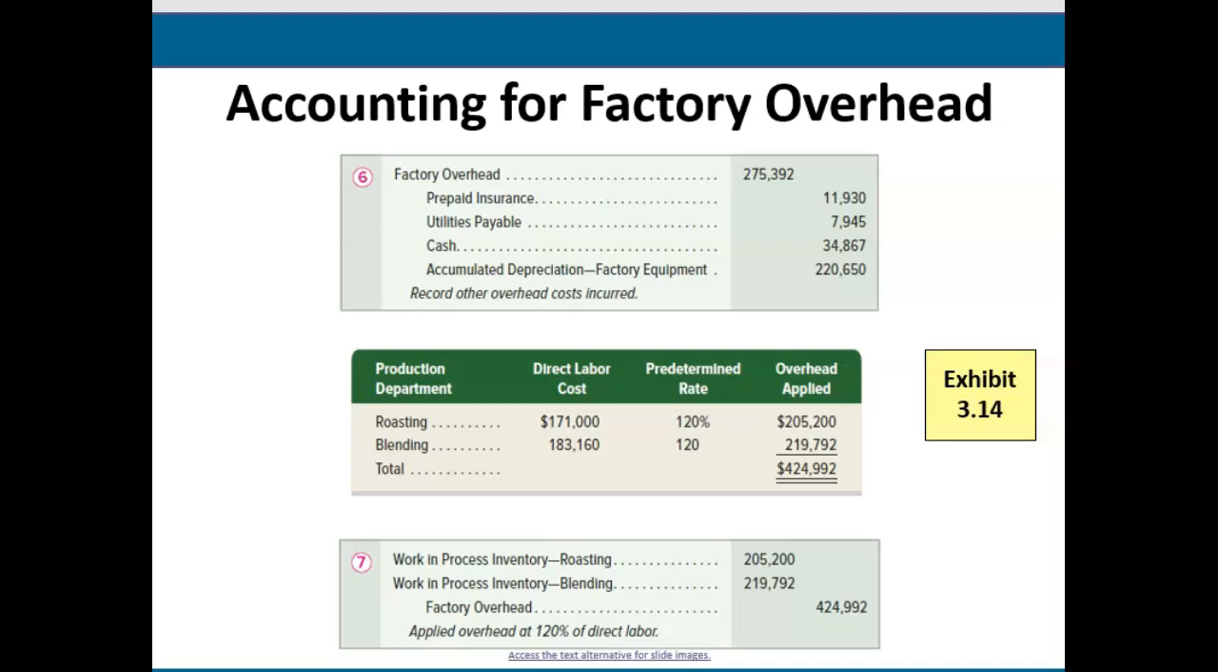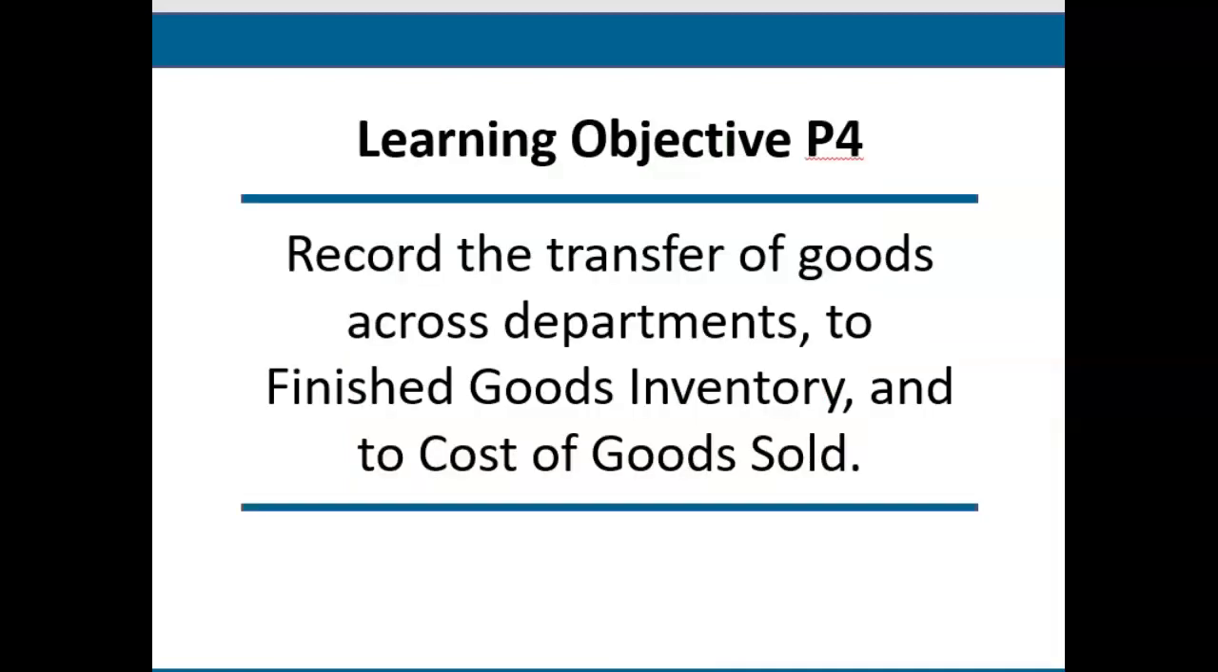So arrow line 7 shows factory overhead applied to the 2 production departments. GenX applies overhead using a predetermined overhead rate of 120% of direct labor and records the journal entries shown here. Next, record the transfer of goods across departments to finished goods inventory and to cost of goods sold.